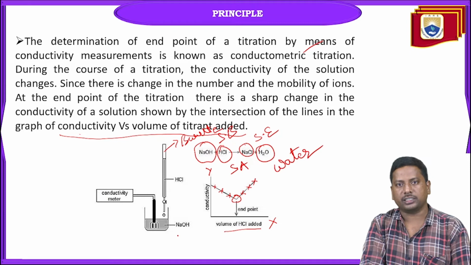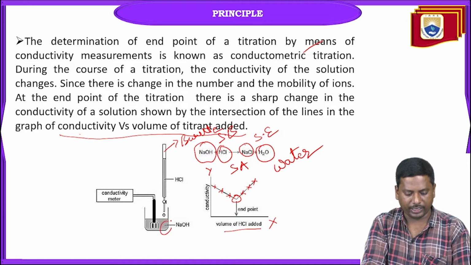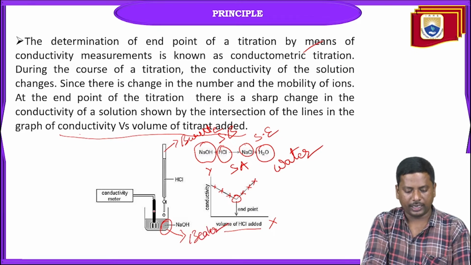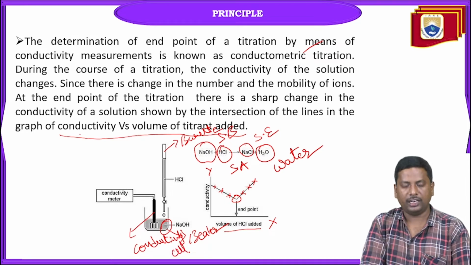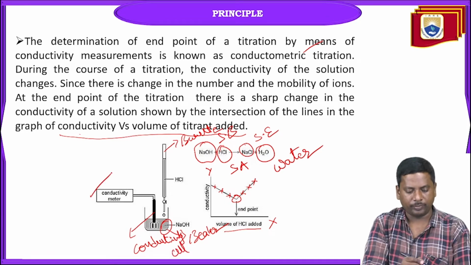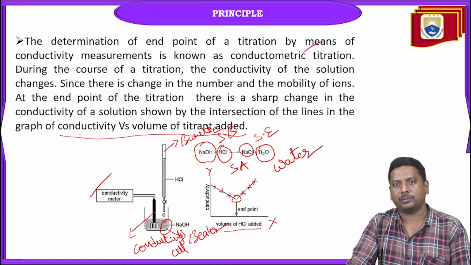and the unknown concentration solution, sodium hydroxide, will be taken in a beaker. The conductivity cell is placed in the base solution, and it is connected to a conductivity meter to observe the readings. So the conductivity purely depends upon the mobility of ions. And finally, we measure the conductivity with the help of the mobility of ions to determine the end point of a reaction.